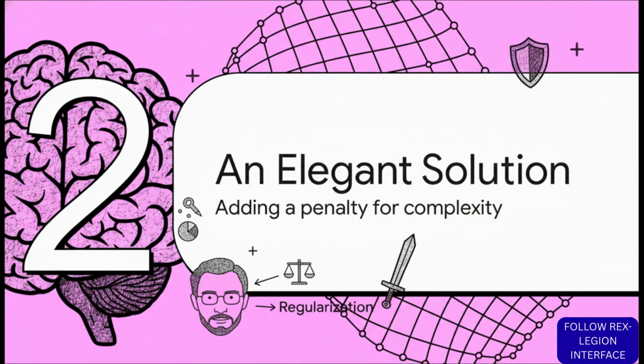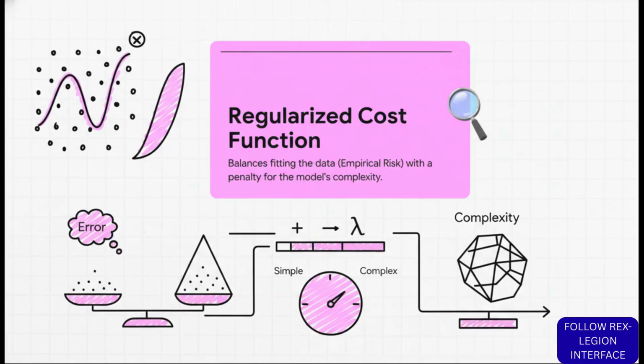Okay, so that's the problem. How on earth do we fix it? Well, to fight back against this overfitting chaos, we introduced this brilliant mathematical idea called regularization. And here's the absolute genius of it. We just change the rules of the game.